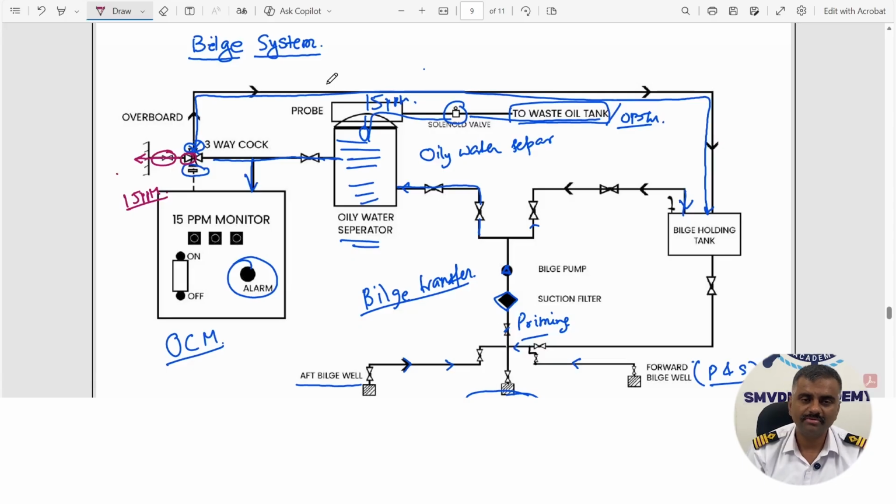Next video we will be discussing the actual line diagram of the bilge system.